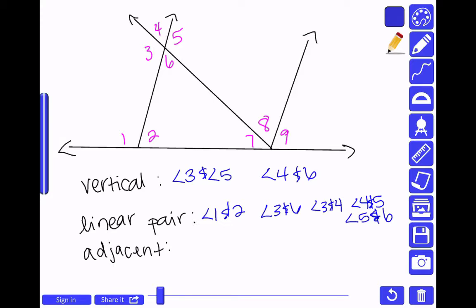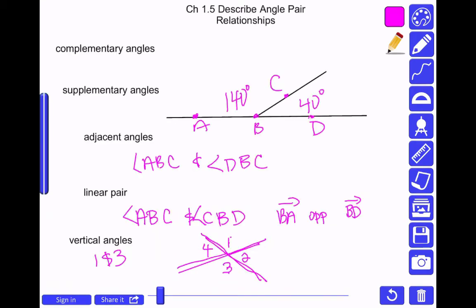Now when you look down at 7, 8, and 9, all three of them form a straight angle. But a linear pair means that it must be just two angles. So we don't have a linear pair there. Then we're looking at adjacent angles. So adjacent angles, remember a linear pair is by definition adjacent. So all of those would apply. But in addition to those, we could also look at angle 7 and angle 8, as well as angle 9 and angle 8. That is how you describe angle pair relationships. Make sure you know these words and can apply them to different diagrams.